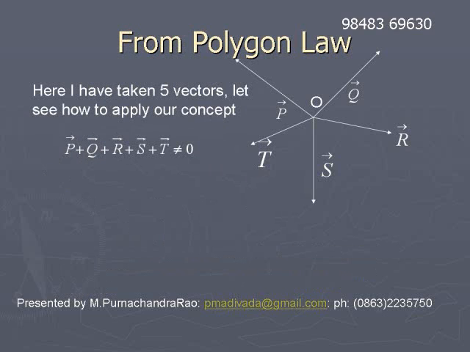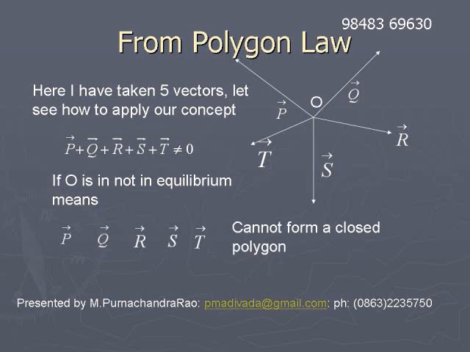Let us suppose that the sum of the 5 vectors, p bar plus q bar plus r bar plus s bar plus t bar, is not equal to 0. Then O is not in equilibrium. They cannot form a closed polygon. Hence, p bar, q bar, r bar, s bar, t bar cannot form a closed polygon.